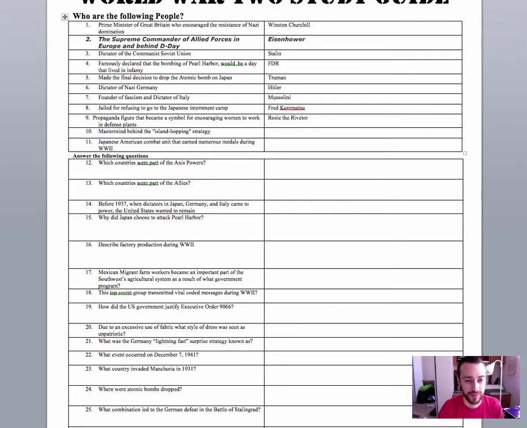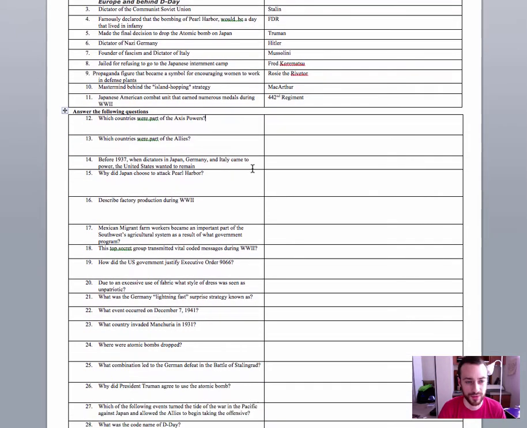Number 10, mastermind behind the island hopping strategy. That is General Douglas MacArthur. Number 11, Japanese American combat unit that earned numerous medals during World War II. 442nd Regiment. Alright, so let's move on to these questions.